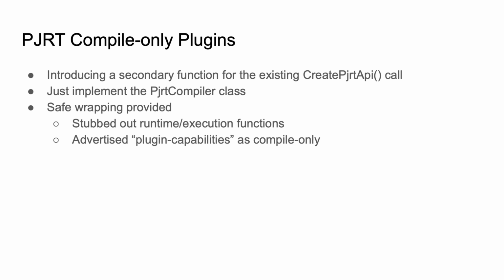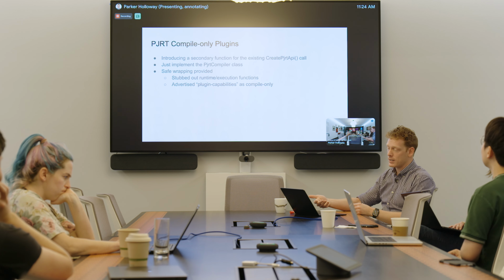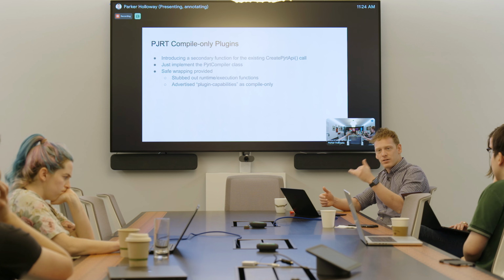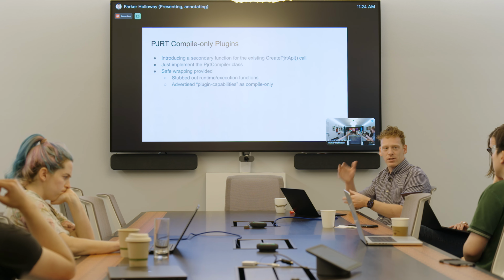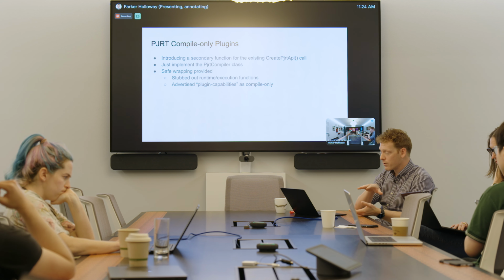Compile-only plugins: it makes sense that if you want to be able to produce a client that can do compile-only functionality, we might also want to have a plugin that only exposes compiler functionality. So we're introducing a secondary wrapper for the existing create PJRT API call. This requires that you implement 5 different classes in C++, and then it uses those classes in order to generate the PJRT API for you.